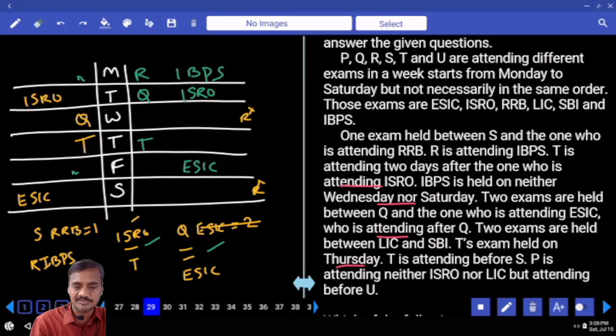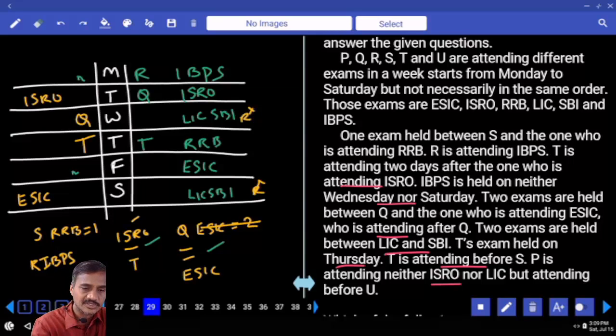If R is IBPS, now two exams between T is attending before S and P is attending neither ISRO nor LIC, and two exams between LIC and SBI. Now LIC and SBI, how many are there? And there are two in between LIC and SBI, LIC or SBI. Then what is the other examination left over here? LIC, SBI, tell me what is the remaining exam? RRB. Isn't it? RRB is.